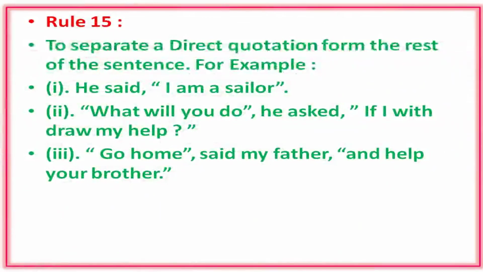Rule number 15. Comma is used to separate a direct quotation from the rest of the sentence. For example, he said, I am a Shaila. What will you do, he asked, if I withdraw my help? Go home, said my father, and help your brother.